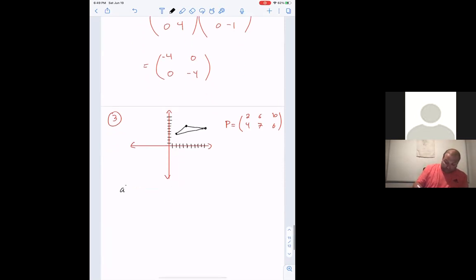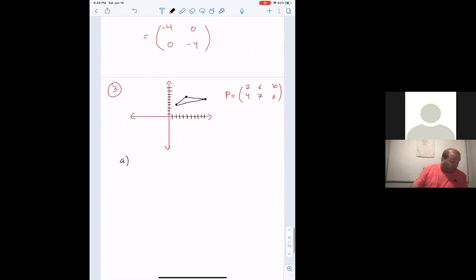So A, use matrix multiplication to determine the image of triangle A, B, C when it is reflected across the x-axis to obtain triangle A prime, B prime, C prime. So we want to take 2, 4, 6, 7, 10, 6, and we want to reflect it across the x-axis.